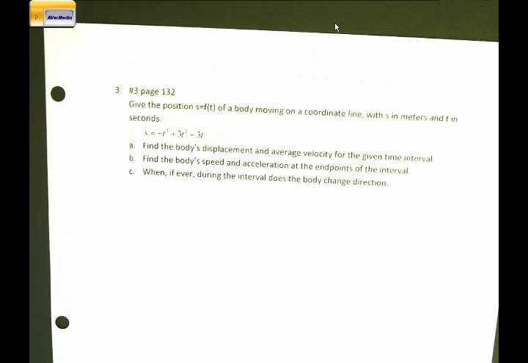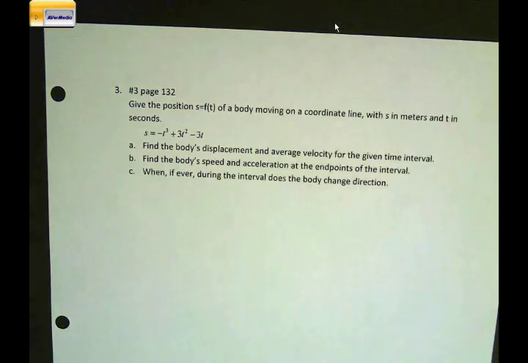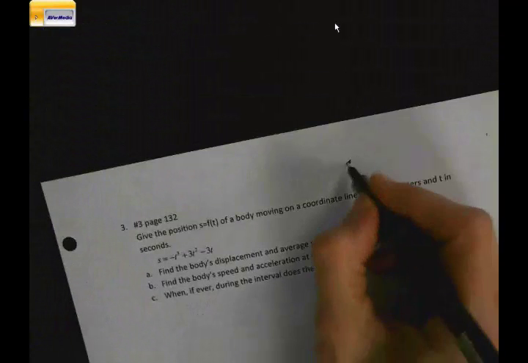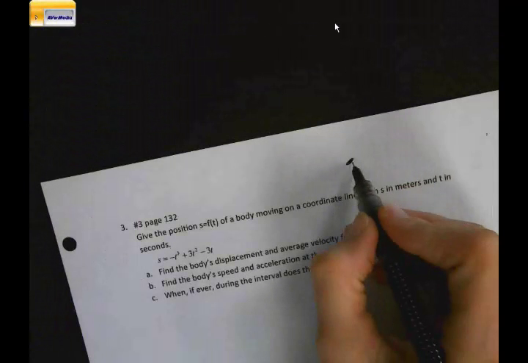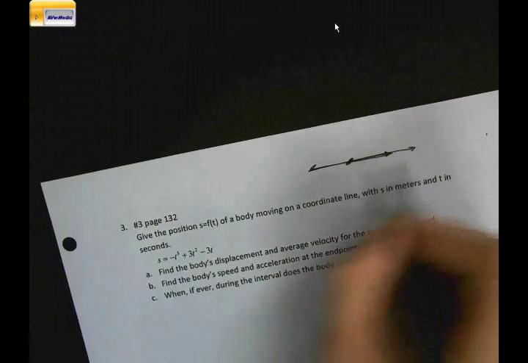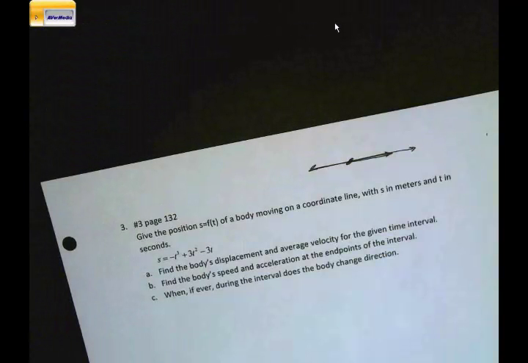Okay, next question. Here we got to be careful. A little more careful now. This one's number 3 on page 132. It says, give the position of a body moving along a coordinate line. When they say along a coordinate line, it's like here's some object and it's going to move this way, and then it might move this way, and then this way, but it's kind of staying on a horizontal.